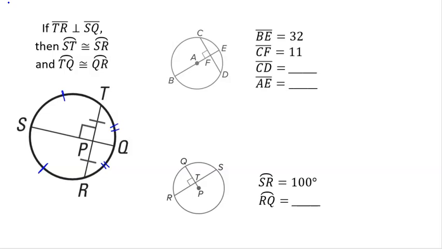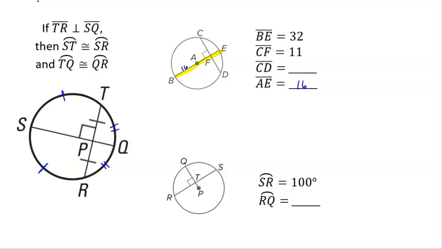So looking at this first example, we have BE is equal to 32. So that means that our diameter piece is going to be 32. So our radius would be 16. And they're asking what AE is. AE would also be 16.